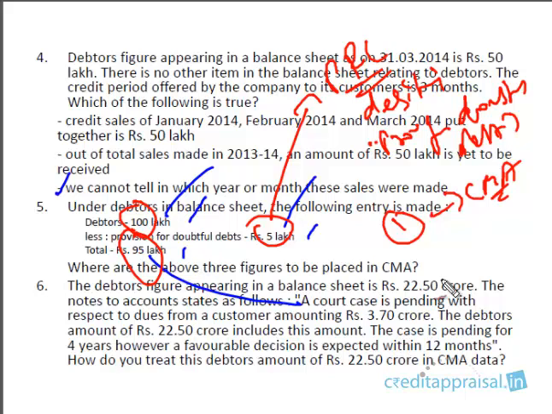In the CMA data, you are going to take only 95 lakhs. You're not going to take 100. This 5 is already reflected. So in the CMA data, if you want to fill that row pertaining to debtors, you have to mention only 95 lakhs. You're not concerned about the provision. That is already met in the P&L account, right?